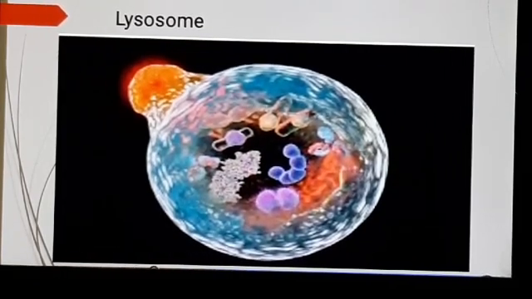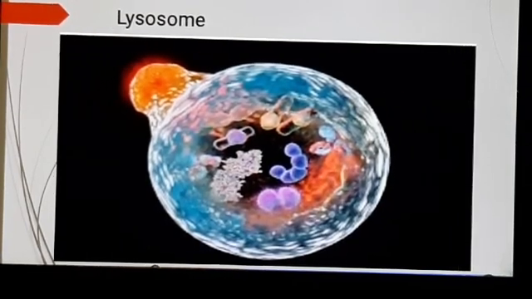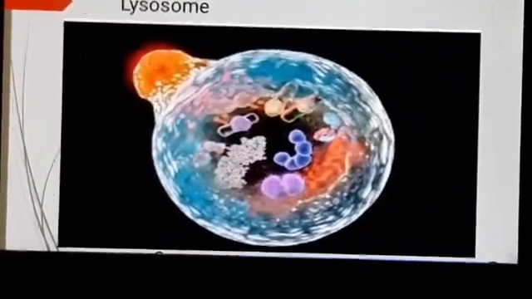Therefore, lysosomes are also called suicidal bags. It means whenever there is need, they can digest the cell organelles present in the cell which prove to be harmful for the cell in future. That's why they are also said to be suicidal bags.